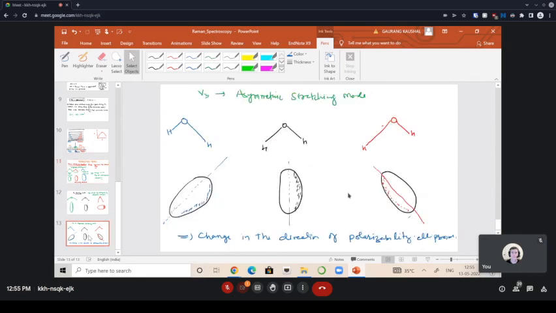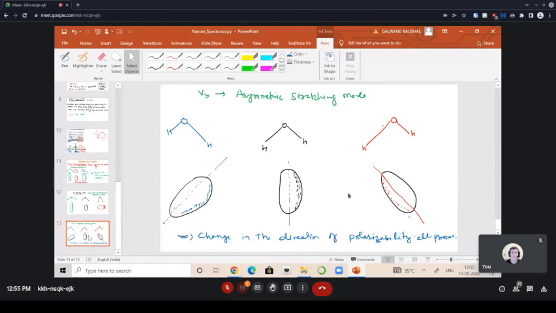So this was the case of the H2O molecule. We can say that in all the three vibration modes, at least one aspect is changing. In the first case, it is the change in the size of the ellipsoid. Second, the shape of the ellipsoid. In the third case, the direction of the ellipsoid. In all three cases, all the three modes are Raman active. They will be observed in the Raman spectrometer.